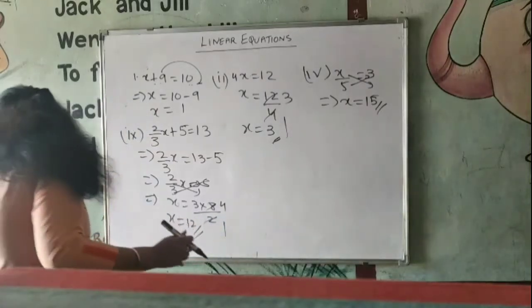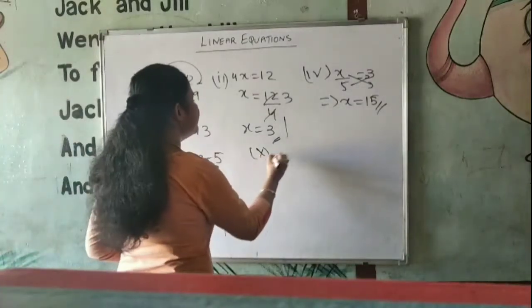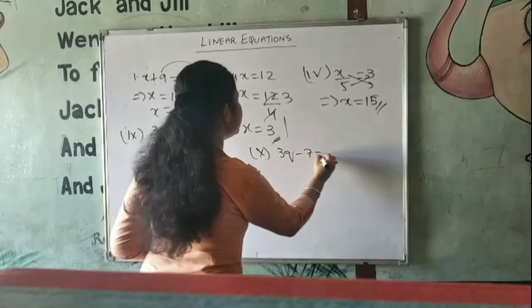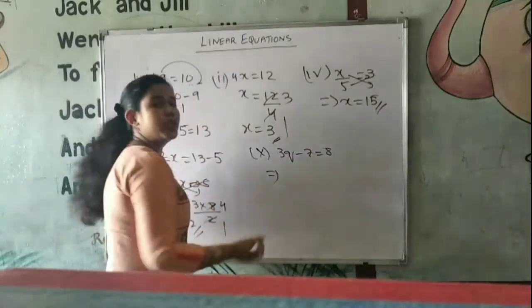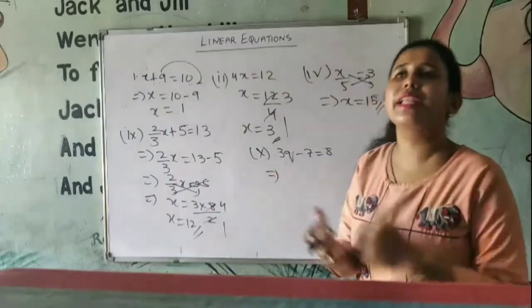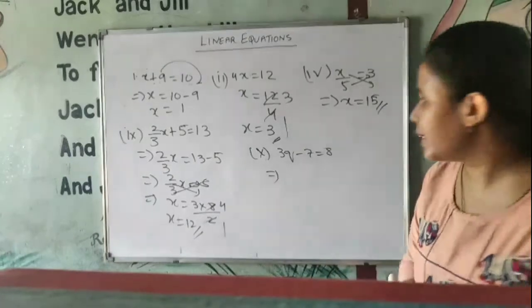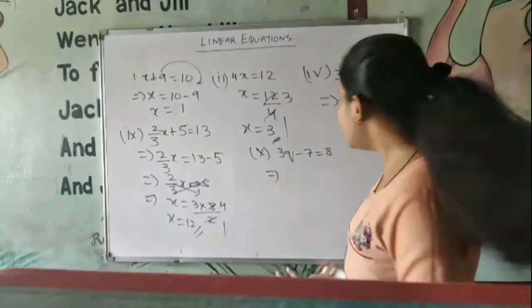Okay, so this kind of question you should know how to solve. Another question like 3q minus 7 is equal to 8. What is the value of q? It is not that you will get x every time, every time you will find out the value of x only. Any variable they can give, any letter they can give, you have to find out the value.